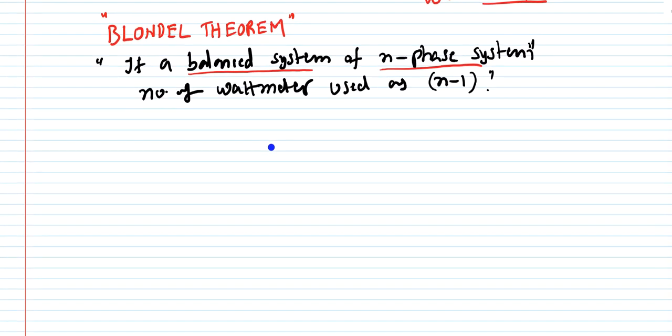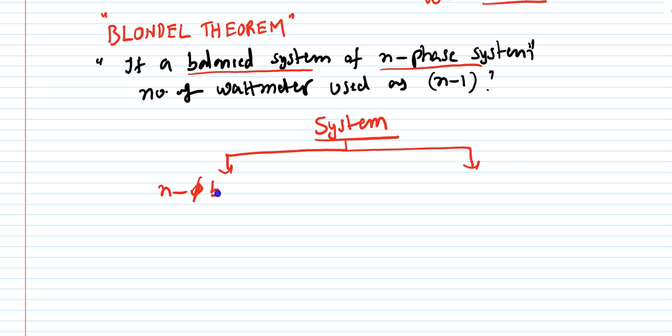Then, what are the different systems we have? We need to understand what a balanced system and an unbalanced system are. The system can be an n-phase balanced system or an n-phase unbalanced system. It can be a 3-phase balanced system or 3-phase unbalanced system, or a 2-phase system or 4-phase system, 5-phase systems like that. I'm generally defining a balanced system and unbalanced system. What is meant by a balanced system or unbalanced system?